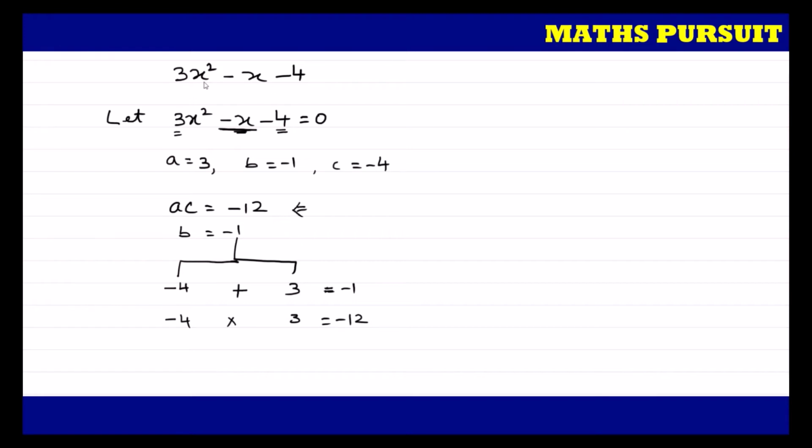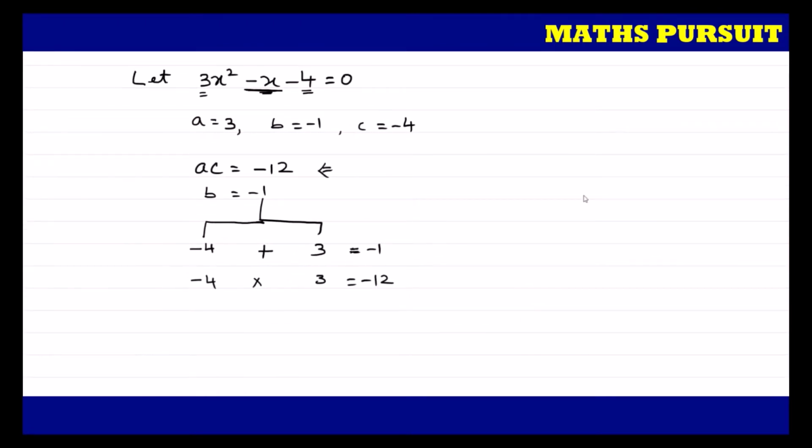So what can I write? I can write the above equation as 3x^2 - x - 4, and instead of -x I can write -4x + 3x. That means we are still getting -x. Then - 4 is equal to 0. So this is the equation we got.